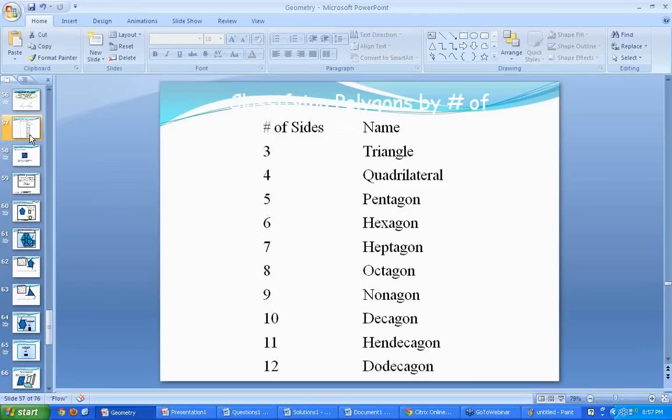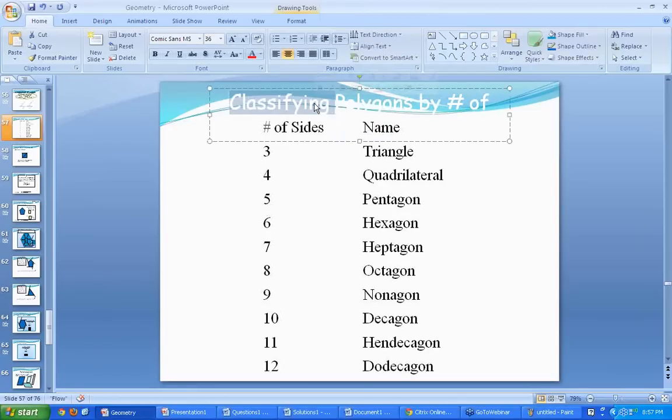Anyway, these are the names of polygons having different numbers of sides. Please remember them, because it should not happen that if a hendecagon comes in an exam, you don't know the number of sides. I'm pretty sure you must know till hexagon, heptagon, octagon, nonagon, decagon, but hendecagon is one name which does not tell you the number of sides it has.